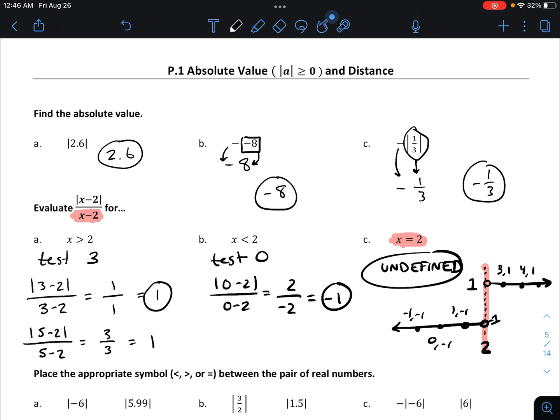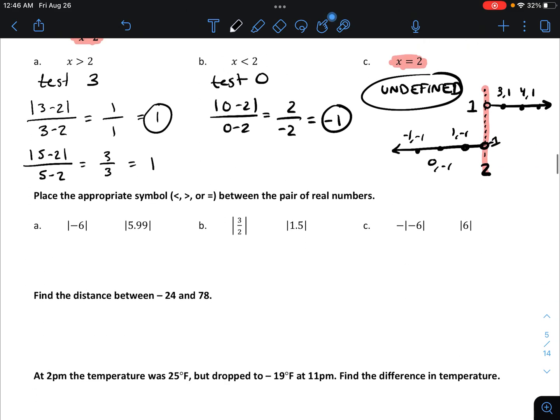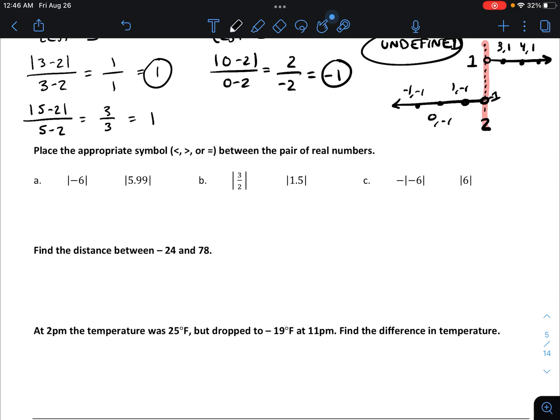And the idea is the same, all right? So those are the different values when x is 2, when x is greater than 2, or when x is less than 2. But the key place to start is look at your denominator, right? Think about what x would have to be to make the denominator equal to 0. Next up, we're just going to place the appropriate symbols. I'll give you a sec to pause the video and try that on your own.